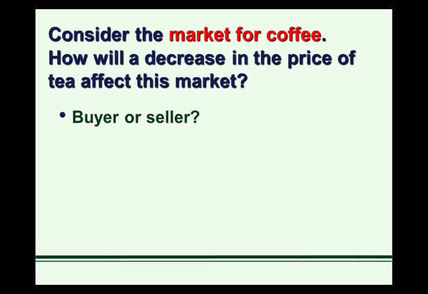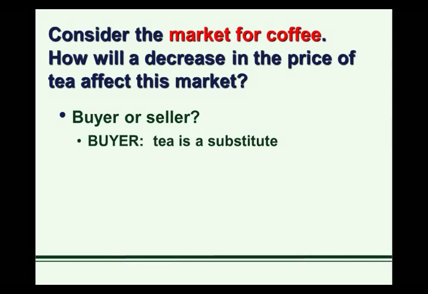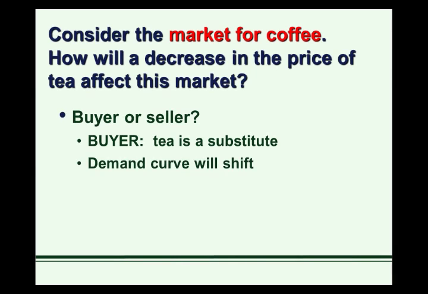So first we ask, is this the buyer or the seller? Tea is a substitute good for coffee in consumption. People might drink coffee or tea. They might have a preference, but they might be willing to substitute. So this is really affecting the buyers. And because it's affecting the buyers, it's the demand curve that's going to shift.